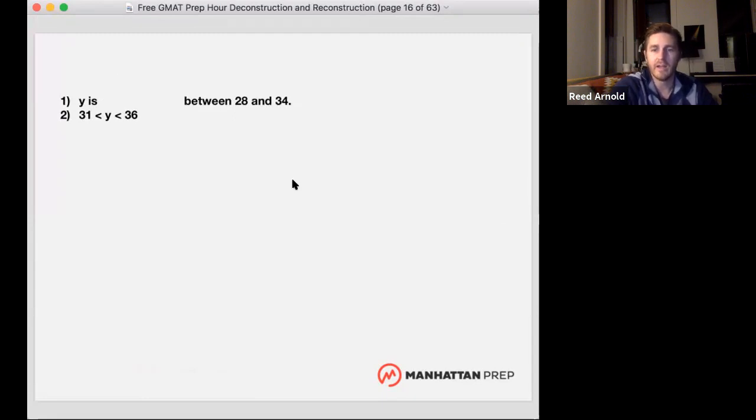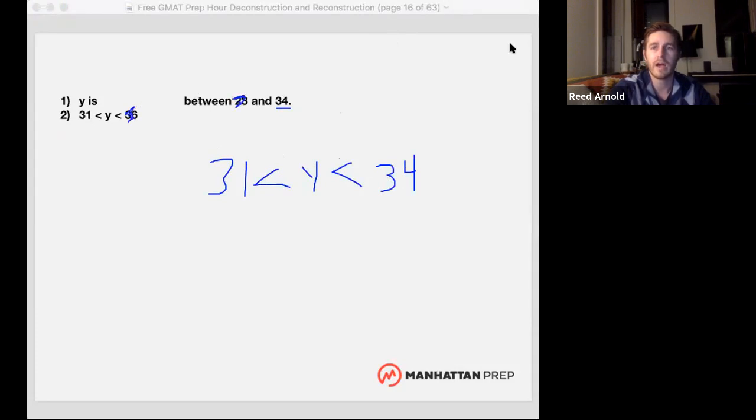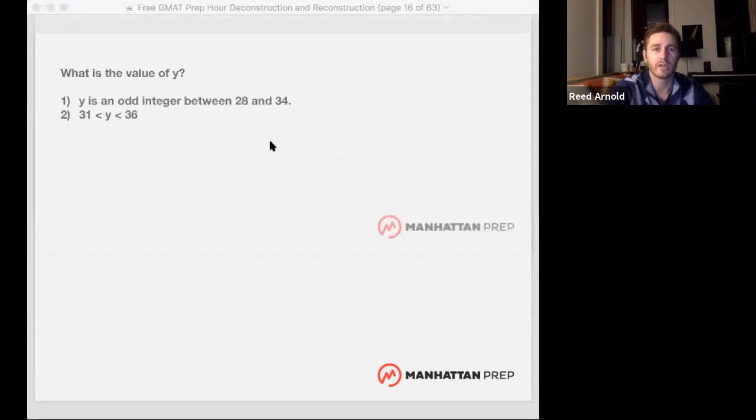Good. Yeah. Now I have 31.000000001 to 33.999999. Really what this tells me is that 31 is less than y is less than 34. I actually have a new endpoint. This is actually too big, and this is too low. Very good. Okay. Now we bring in everything.